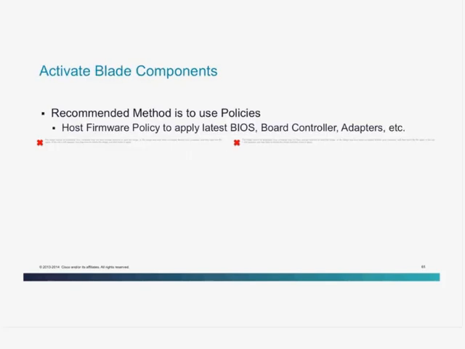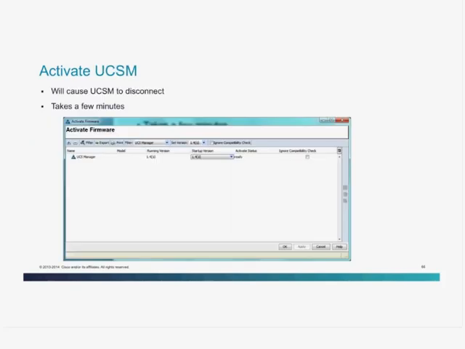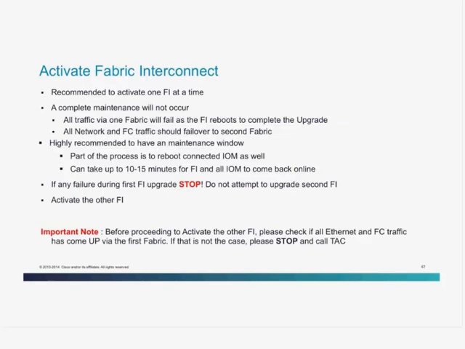Now, okay. So we'll come to the blade firmware upgrade later on. So this is what we did. We activated the UCSM. This will cause the UCSM to disconnect. As I said, it will take a few minutes and then it should come back. And once it does, we will do the FI firmware update.